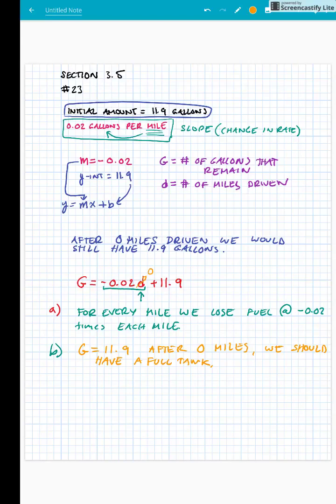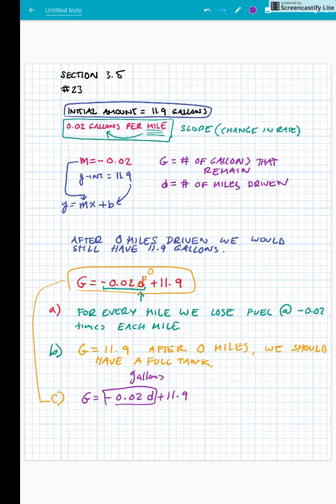It says perform the unit analysis for the equation you found in part C. So we found C is to find the formula, which here it is. G is equal to negative 0.02 D plus 11.9. Our slope is a rate of change, so it's in gallons per mile. Our y-intercept is just in gallons.